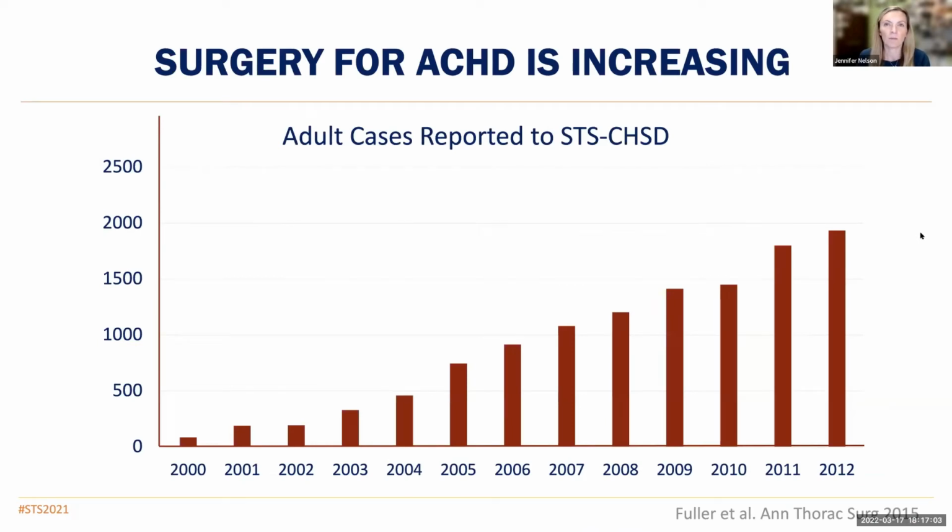Next slide. So the need to optimize data collection for adult congenital patients has become more pressing as we have observed increasing adult case numbers within the CHSD since 2000. At this time, adult cases represent 10% of CHSD records.